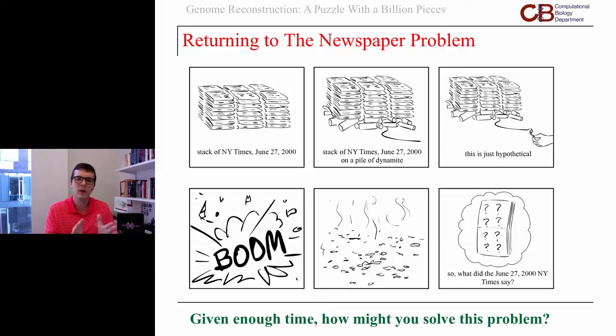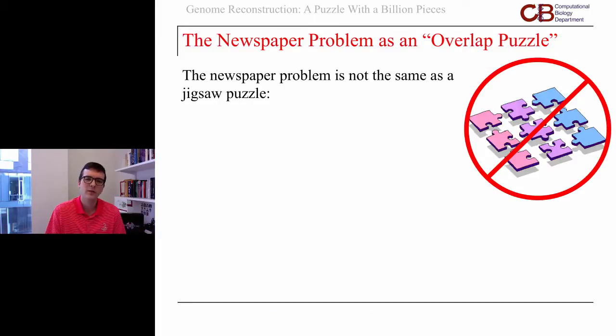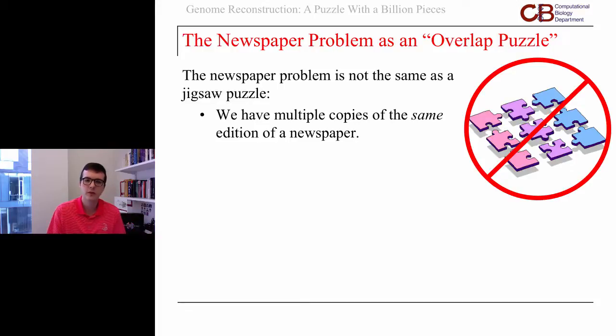So ignoring that we don't see a connection to biology at this point, but just thinking about this brain teaser, we're going to think about how might we put these pieces together. And there's a critical insight here, which is that the newspaper problem is not a jigsaw puzzle. That's for a couple of reasons. For one, we've got multiple copies of the same edition of the newspaper.